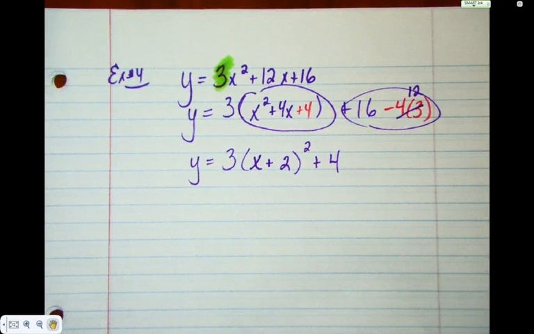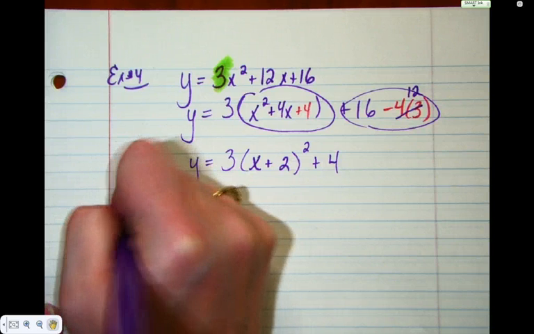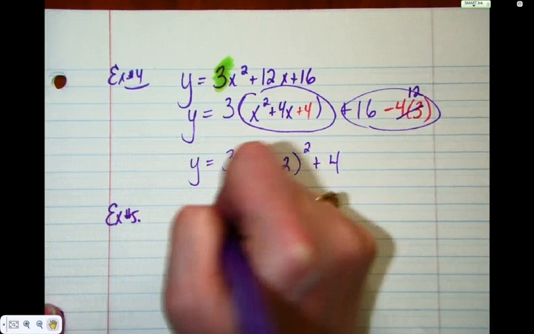Answer the question. What did this one ask for? Complete the square. Have we done that? Yes. So that is what the question is asking for when it says complete the square. Just change it into vertex form. Number 5.